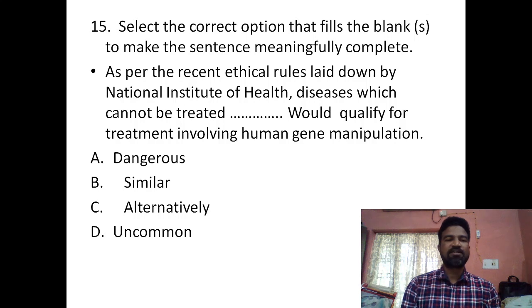Try out all the options and check to see which option fits best into the blank. Here we go. The answer is option C, alternatively. As per the recent ethical rules laid down by the National Institute of Health, diseases which cannot be treated alternatively would qualify for treatment involving human gene manipulation.